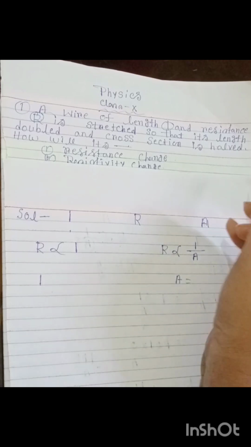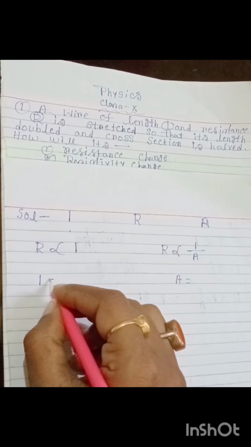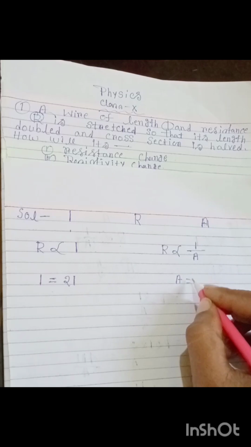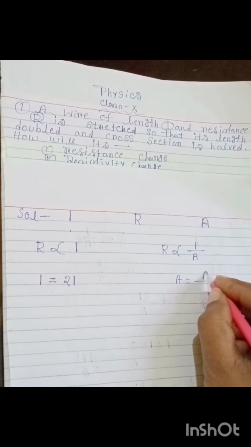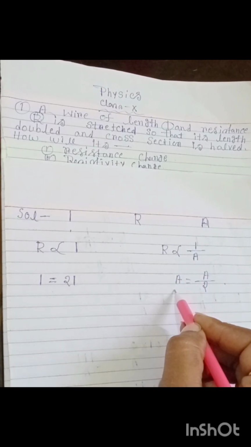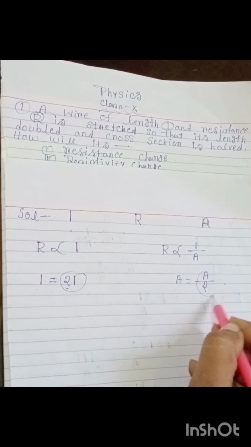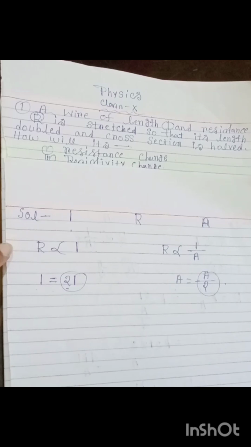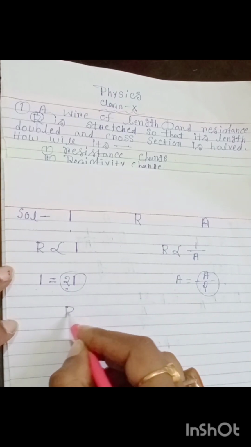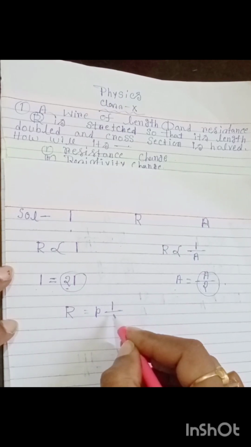So student, its length is doubled, that means 2L, and cross section is halved, so A will be equal to A by 2. So if cross section A is halved and length is doubled, then we have to find out what will be the new resistance. As we know, the formula of resistance is R equal to rho L by A.